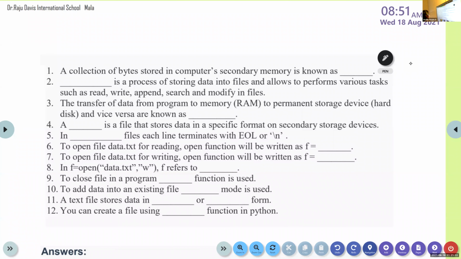Second one, dash is a process of storing data into file. When we started discussing this chapter, we used that word. Dash is a process of storing data into files and allows to perform various tasks. That is what this answer is about. This answer is related to our chapter. All answers are related, but this is the main answer.